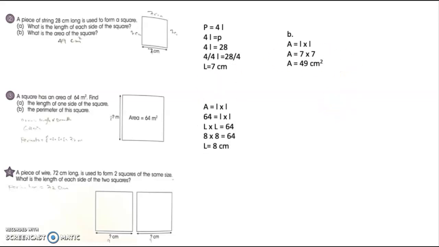Now we found the length of one side. Now perimeter is easy. Perimeter is equal to 4L. So perimeter is equal to 4 times L, how much is L? 8. So P is equal to 4 times 8, which is 32 centimeter. Remember, perimeter is not a square unit. Now you can do this number. Okay, try. Thank you. I hope it's very clear.